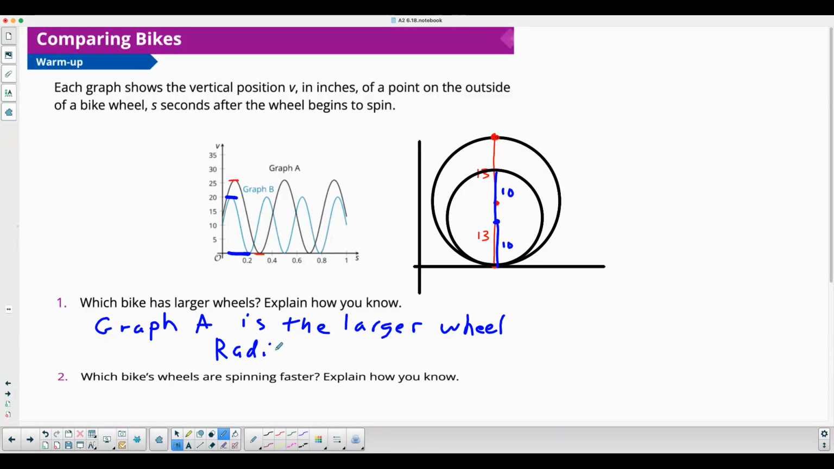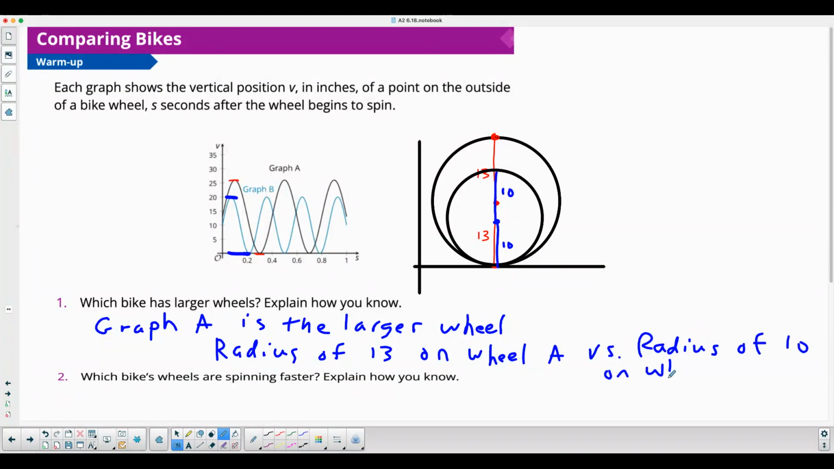So basically radius of 13 on wheel A versus radius 10 on wheel B.